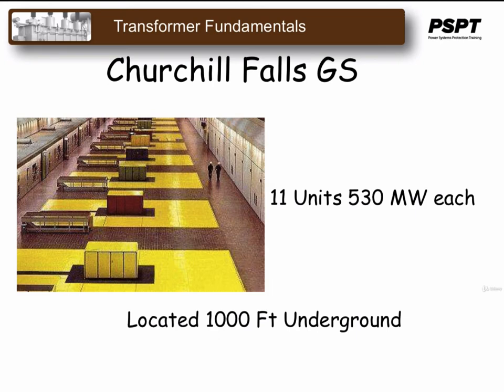This is the case for the main step-up transformers at the Churchill Falls generating station that takes the voltage from the 11 generating units at the station and steps the voltage up to 230,000 volts. The fact that these transformers are located underground means that they want to keep the dimensions at a minimum, so they employ water cooling for the transformers. And of course, there's plenty of water available because it is a hydraulic generating station.